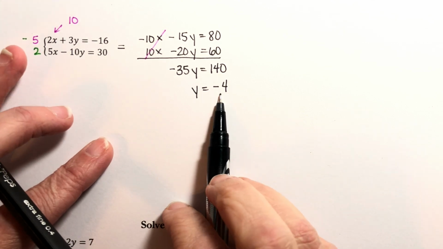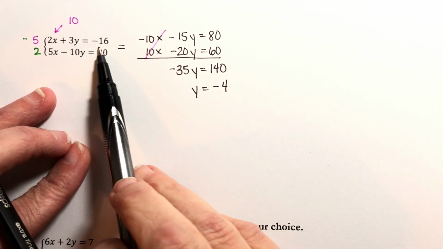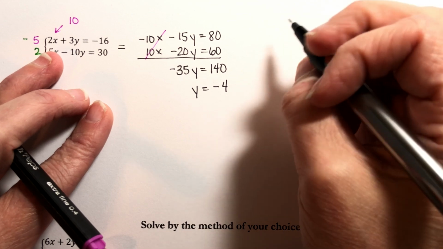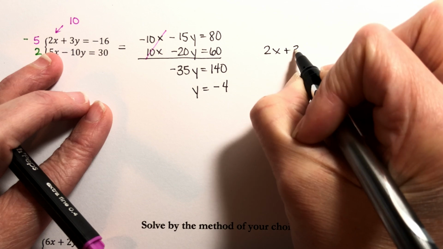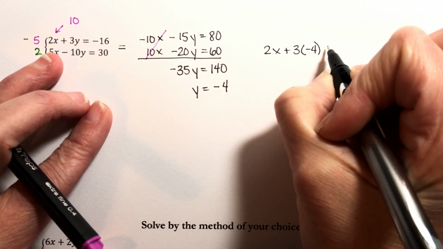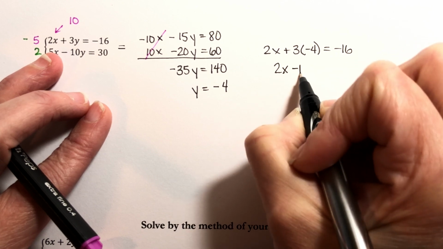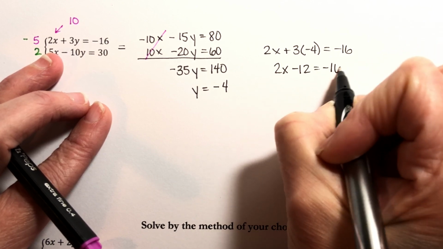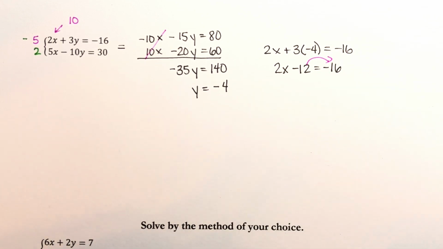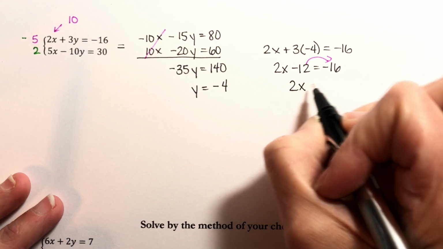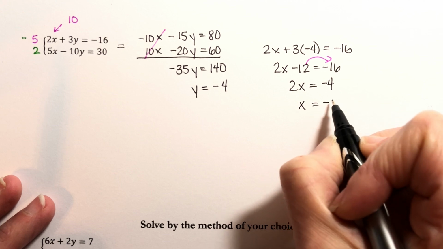Now let's take this value and plug it into one of these two equations. Simply because this one has smaller numbers, I'm choosing the top one. There's no other good reason. This would be 2x plus 3 times negative 4 is equal to negative 16. So 2x minus 12 equals negative 16. Move the 12 over here, and we get 2x is equal to negative 4. So x must equal negative 2.